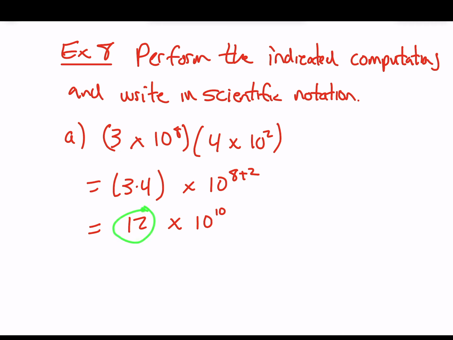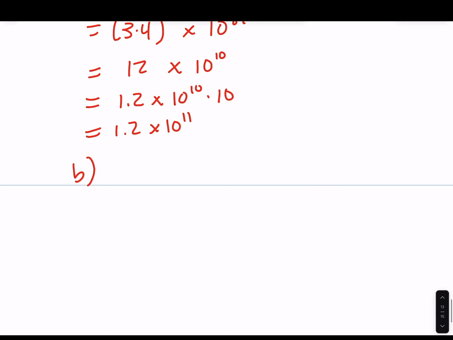Well, notice that our number is greater than 10, so our decimal is here. We need to move it one place this way and add 1 to our 10 factors there. So it's 1.2 times 10 to the 10 times 10, which is 1.2 times 10 to the 11th power. Okay, let's try another.